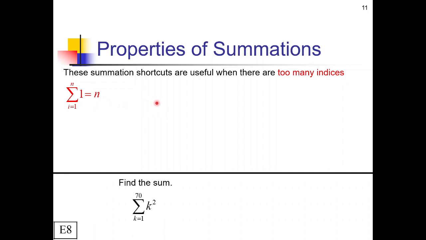Now another shortcut that's a little bit less intuitive where it comes from, that we're not going to prove, but I'll give it to you, is if you have the summation from i equals 1 to n of just i. So this would be like 1 plus 2 plus 3 plus 4. The shortcut for that is going to be n times n plus 1, all of that over 2. And again, we're not going to prove where that comes from, but you can use it.